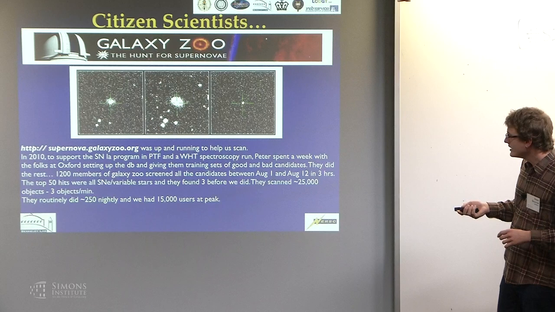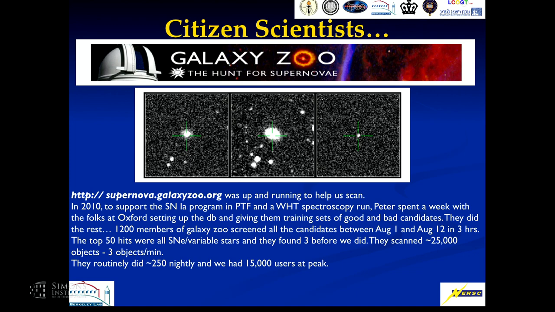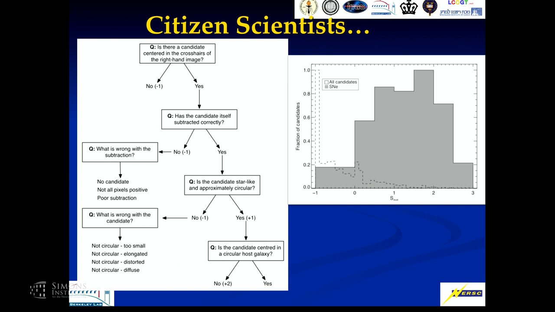The steady state usage statistics were that they did about 250 of these nightly, and there were 15,000 people around the world participating in this at peak. Basically the way that it worked was you would be presented with an image of a subtraction object, and you would be asked a series of questions in a decision tree like this: Is there a candidate centered in the crosshairs of the right-hand image? Has the candidate itself subtracted correctly? Et cetera, et cetera. And by responding to each of these questions, a score would be built up, and that score would essentially determine the realness of the object.